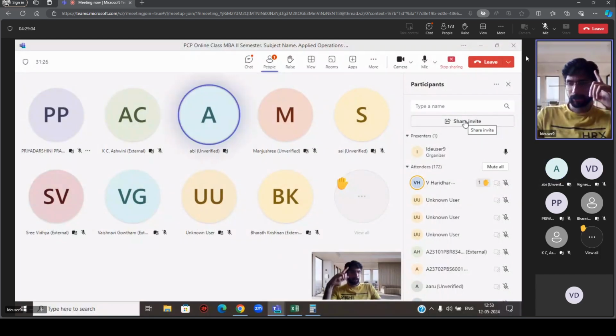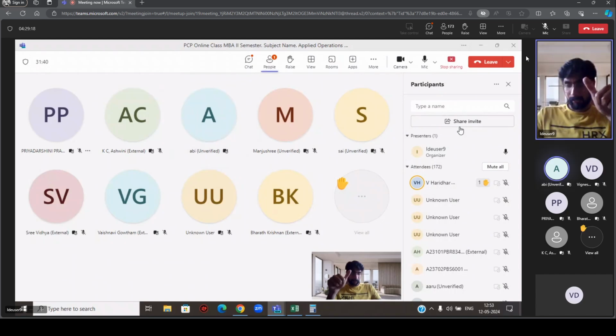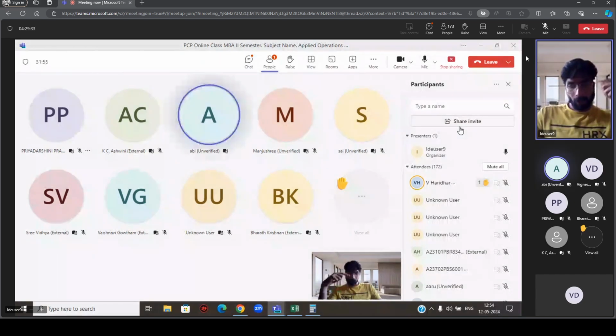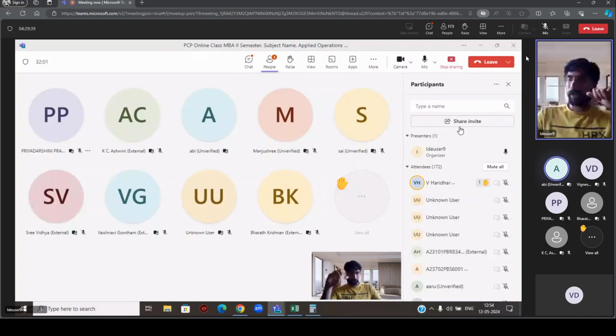One is maxi-max, maxi-min, Laplace, Hurwitz, and minimax regret. There are 5 types. Rest assured, your problem is going to come in any one of these 5 types. I'll give you the alternative names for these. Maxi-max is called the criterion of optimism.